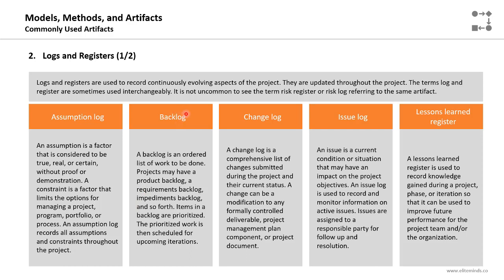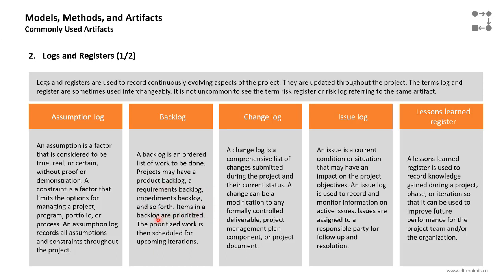The second log or register is the backlog, which is an ordered list of work to be done. It is used in Agile projects as a repository for all the project requirements and features required by the customer. Projects may have a product backlog, a requirements backlog, an impediments backlog, and so forth. But the most popular one is the product backlog.